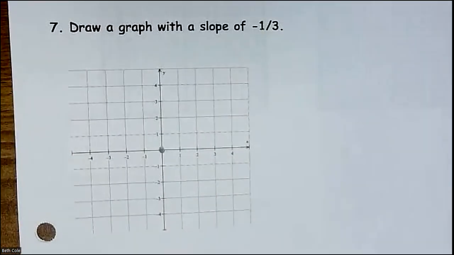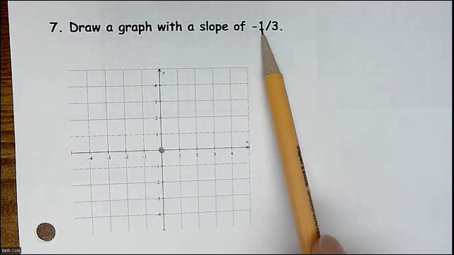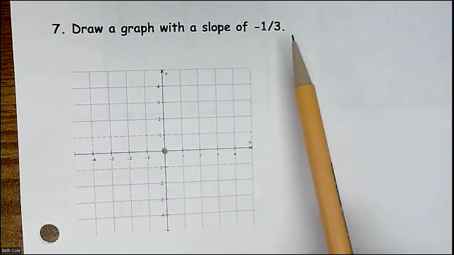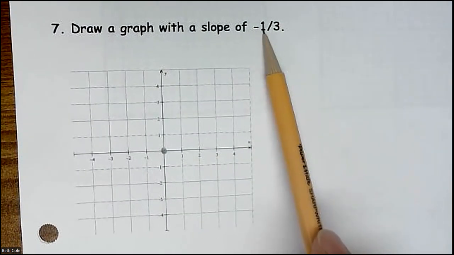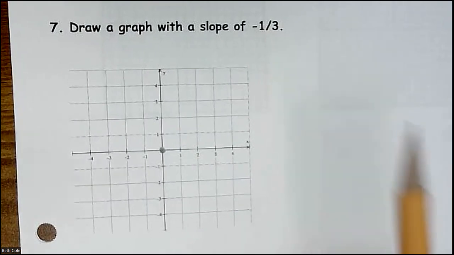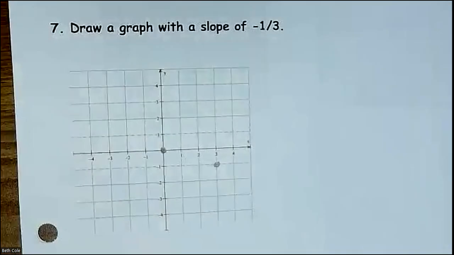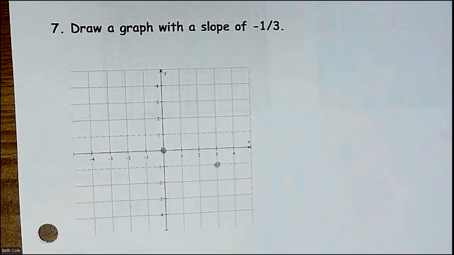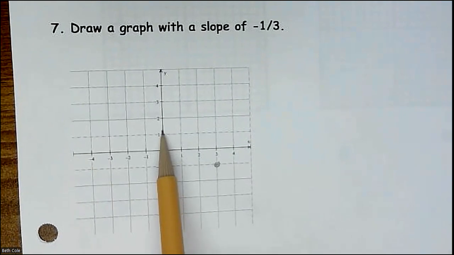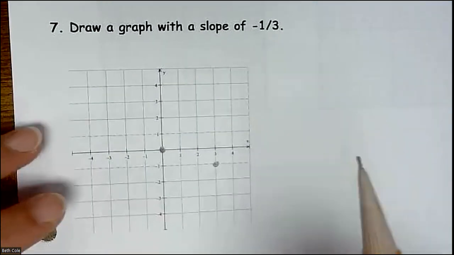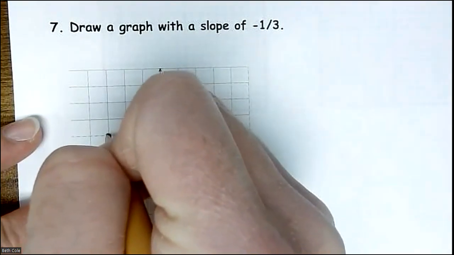Now the slope is like your instructions. This is telling you to go which way? Down 1, right 3. Okay, so from that origin point, go down 1, right 3. Now I'd like one more point. So I want you to look. If I go down 1, right 3, I'm going to be off the grid. So how can I get a point in the other direction? Instead, I would go up 1, left 3. Okay. You can count to 3, you can do it.